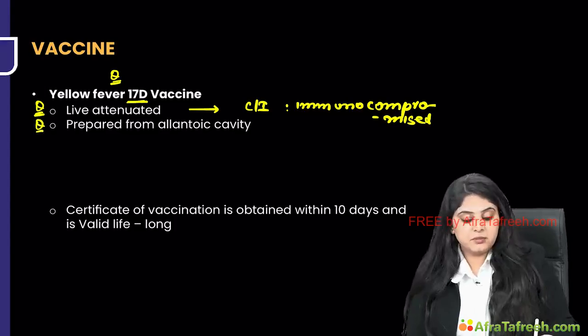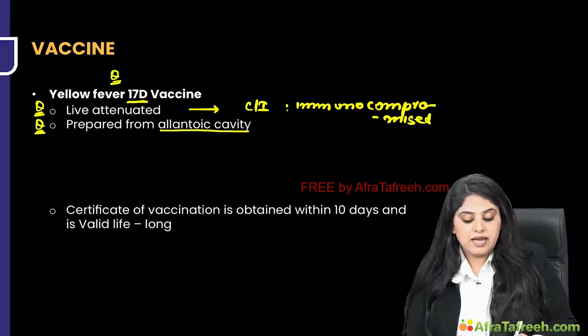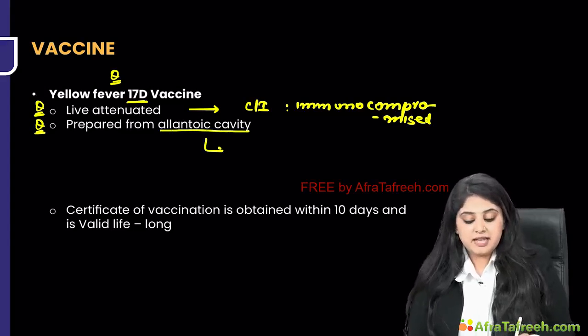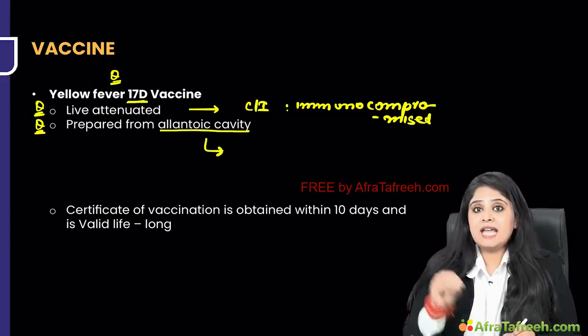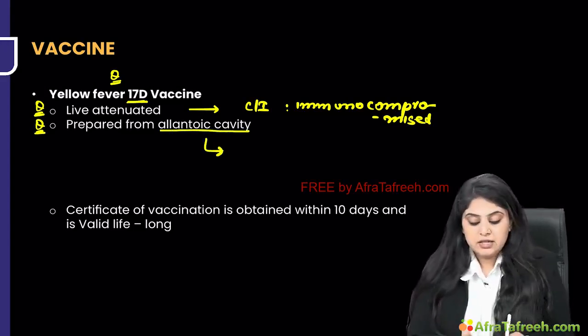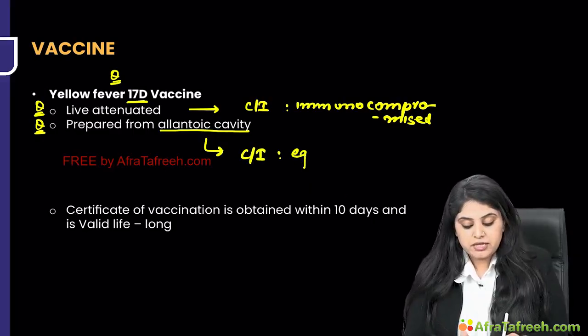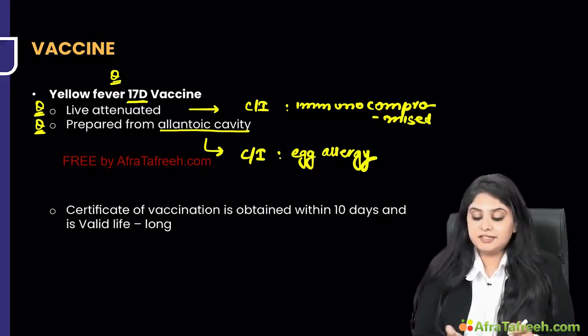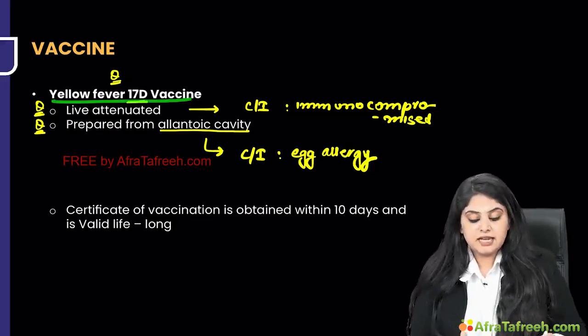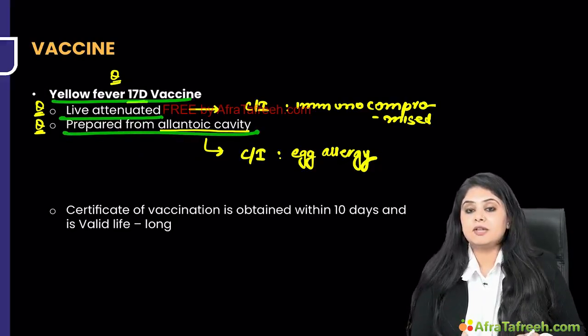Second, this vaccine is prepared from allantoic cavity. Allantoic cavity means egg. Vaccine is being prepared in an egg. It has an element of an egg. So can I say it is contraindicated in all the people who are going to have an egg allergy? That makes sense. So 17D vaccine, live attenuated, prepared from allantoic cavity. Do not give in immunocompromised people. Do not give in people with egg allergy.